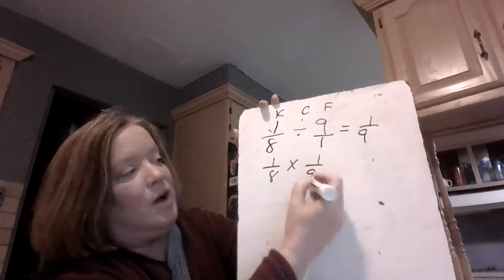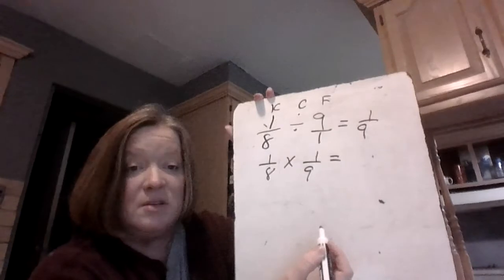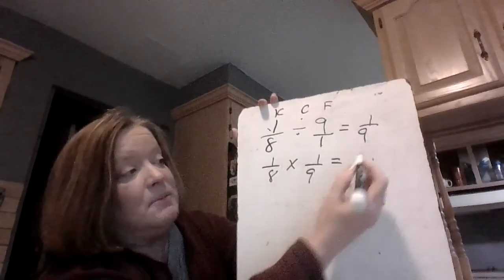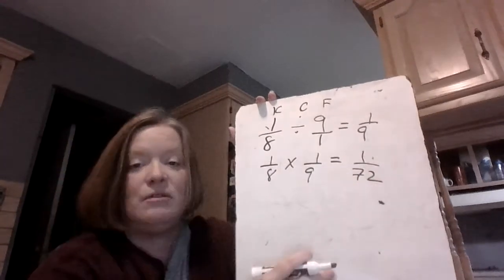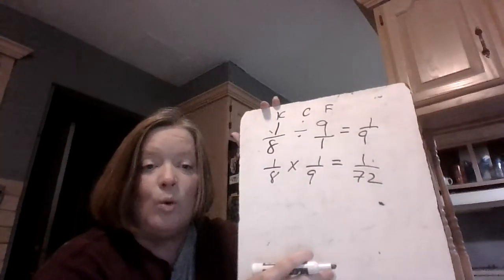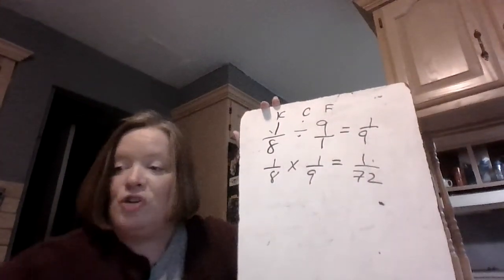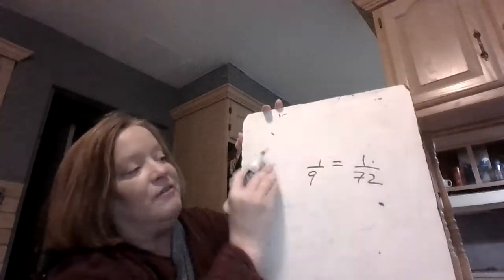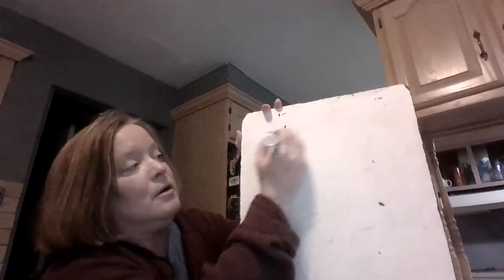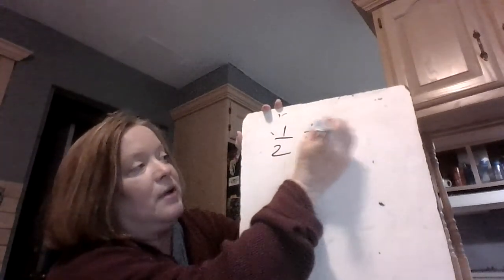Bring down this 1/9. And then I'm going to just multiply across my numerators. 1 times 1 is 1. 8 times 9 is 72. So my answer is 1/72. Let's try another one. Okay, so again, I'm going to follow the same format. Let's try a half divided by 3.